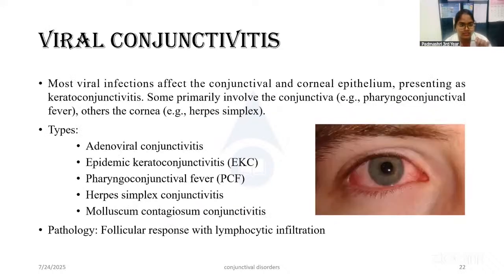Viral conjunctivitis. Most viral infections affect the conjunctival and corneal epithelium, presenting as keratoconjunctivitis. Some primarily involve the conjunctiva, others the cornea. Types. Adenoviral conjunctivitis, epidemic keratoconjunctivitis, pharyngoconjunctival fever, herpes simplex conjunctivitis, molluscum contagiosum conjunctivitis. The pathology. Follicular response with lymphocytic infiltration.